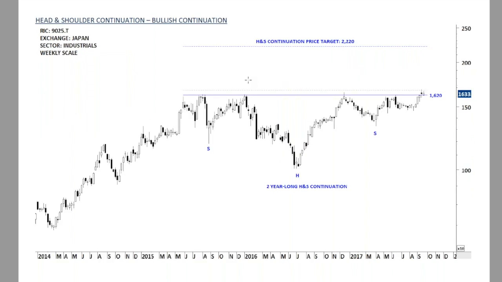This is a Japanese company, a 2-year-long head and shoulder continuation, a beautiful chart pattern with the horizontal boundary tested several times. A breakout can really generate a nice directional move on this stock. I like these head and shoulder continuation chart patterns that break out to all-time highs. So when we see bullish continuation chart patterns that break out to all-time highs, this is the path of least resistance, because there is no more resistance and the stock is clearing almost all the highs that have been tested in the past.